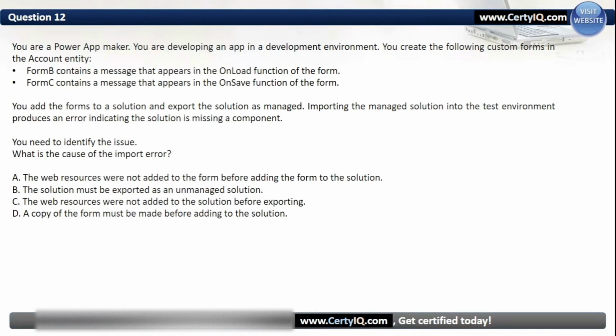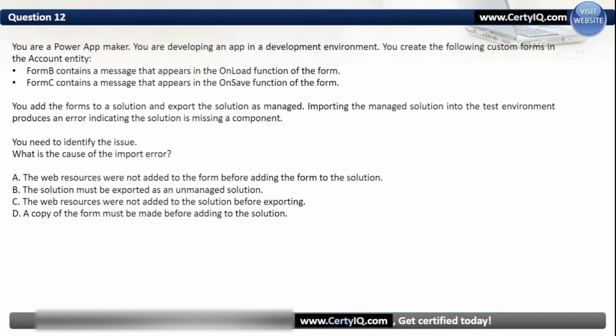Question 12. You are a Power App maker. You are developing an app in a development environment. You create the following custom forms in the account entity. Form B contains a message that appears in the onLoad function of the form. Form C contains a message that appears in the onSave function of the form. You add the forms to a solution and export the solution as managed.